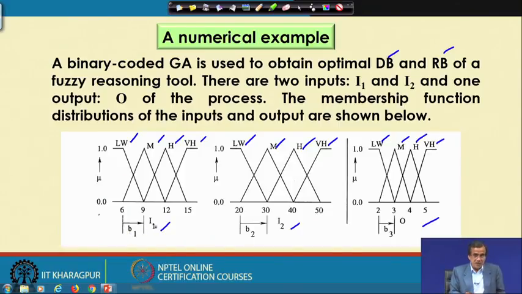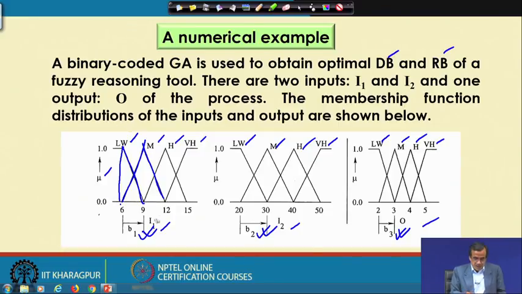Now, this B1 is going to decide the size of this particular triangular membership function distribution. So, B1 is nothing but the half base width of this particular isosceles triangle or the base width of this particular right angle triangle. So, this B1 is nothing but the design variable for this I1, and here similarly B2 is the design variable for I2 and B3 is the design variable for this particular output O. And for simplicity we have considered the symmetrical membership function distribution, and as I told that for simplicity we have considered the triangular membership function distribution, and mu is nothing but the membership function distribution which will vary from 0 to 1.